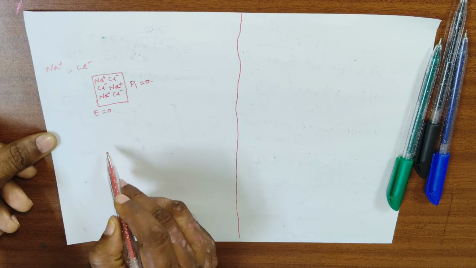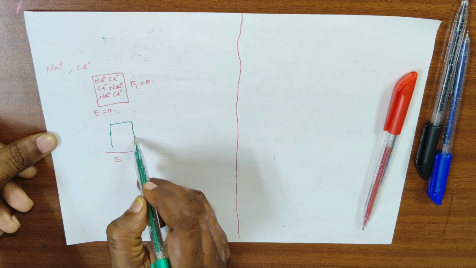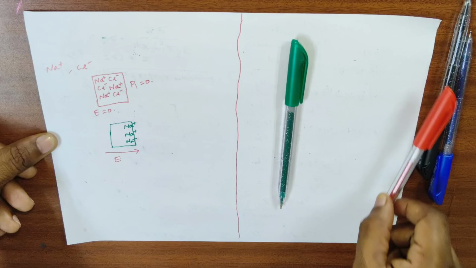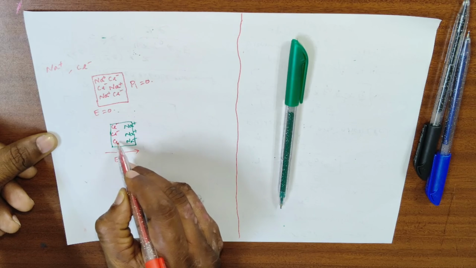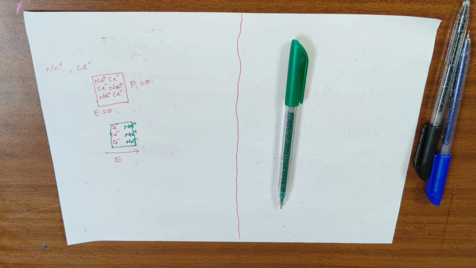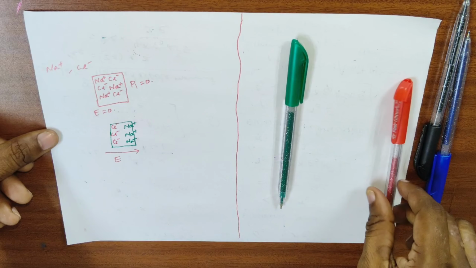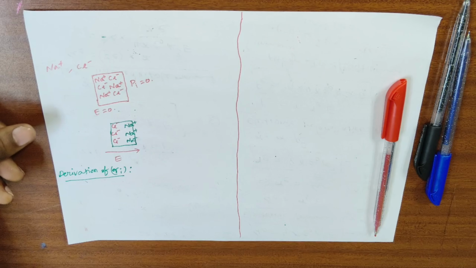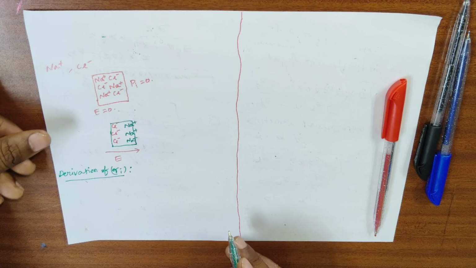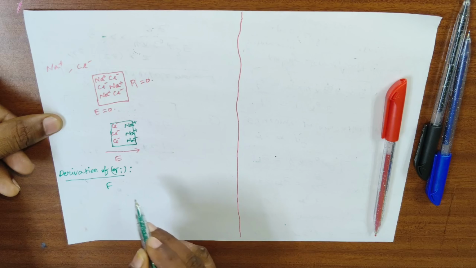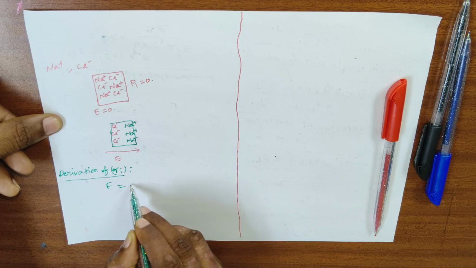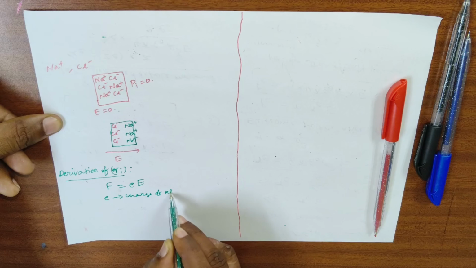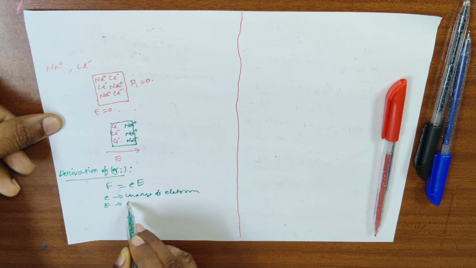If you apply an electric field E, what happens? Sodium ions will move along the direction of the electric field. The chloride ions move in the direction opposite to the electric field. This is called ionic polarization. Now we will derive alpha I. The positive ion displaces by x1 in the direction of electric field E. The restoring force on it is like a spring force. The force acting on the positive ion is e into capital E, where e is the charge of the ion and capital E is the applied electric field.